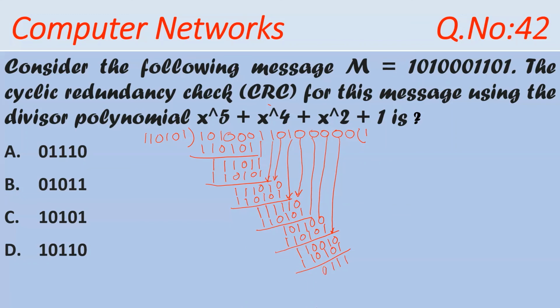Okay. So I have a 0 here before. And then I'm bringing this 0 down. So there are only 5 digits over here. So there are no more bits left over here. And I cannot do the division because I have 5 bits over here and here I have 6 bits. So I'll stop here and this is my CRC.